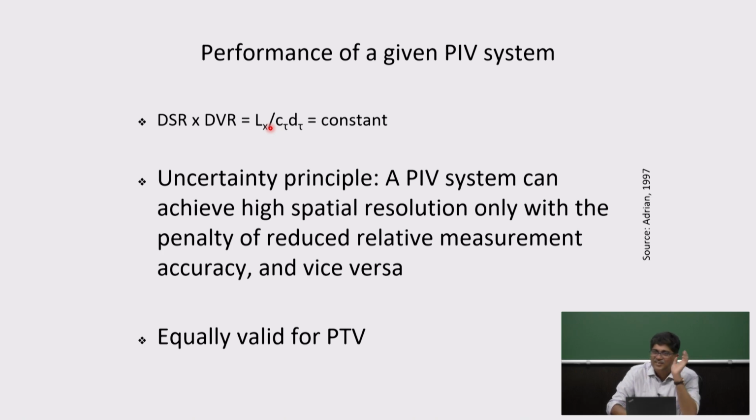It is easy to imagine in a PTV kind of setup. If I want to capture small particles, then I have to focus on a small area. If I focus on a small area, then even with slightly larger velocities, these particles move out of the plane in no time. So you can't have both of them. The same thing is valid here.